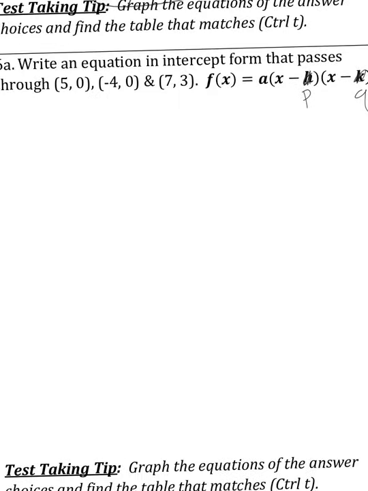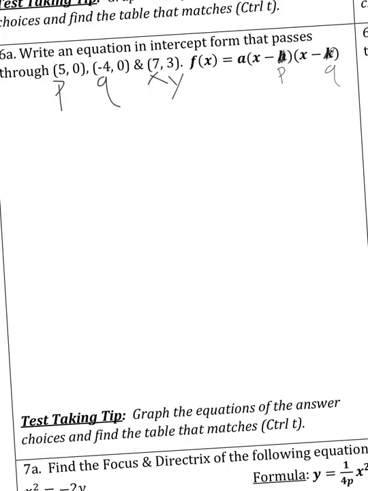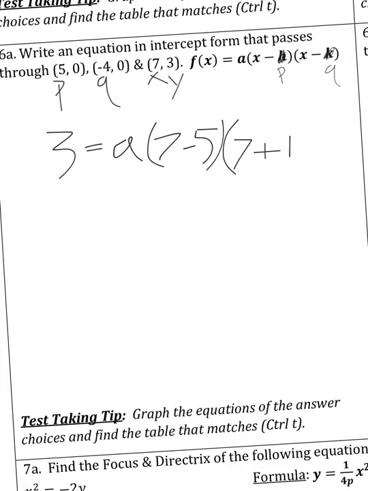So it goes p is an intercept, q is an intercept, x and y are your non-intercepts. How do you know if it's an intercept? It has a 0 for the y coordinate. So we're going to plug everything in. We're going to plug in 3 for y equals a times x is 7, so 7 minus 5, and then x is 7 minus negative 4, so 7 plus 4.